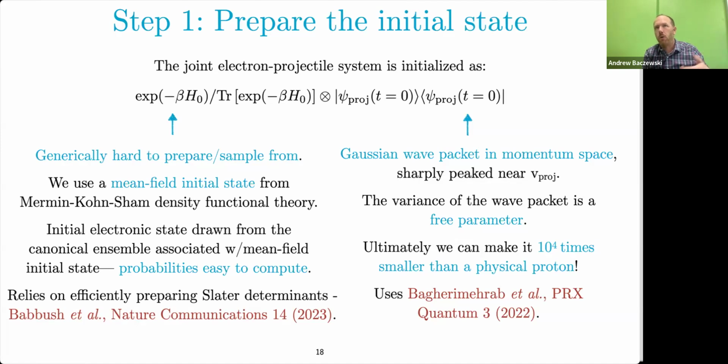We're not using any of these terribly sophisticated Lindblad-based thermal state preparation algorithms. We're just going to use a mean field initial state from a Mermin-Kohn-Sham density functional theory calculation and generate a canonical ensemble over that set of Slater determinants. So basically we have some mechanism by which we can efficiently calculate the probability of drawing any given microstate that is going to be the initial state for our electronic dynamics. And that's kind of it. On the electronic side, it's basically just drawing these Slater determinants from that ensemble.